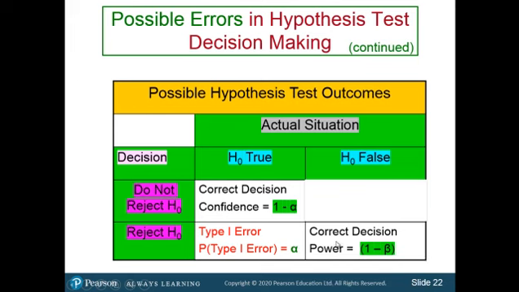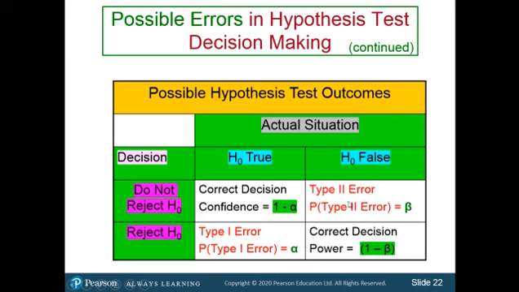Here is another situation where we make a correct decision: the null hypothesis is false and we reject it. So we reject a false null hypothesis, and this is considered a correct decision. This is the power of the test. Power of the test is equal to 1 minus beta. 1 minus alpha is the confidence.